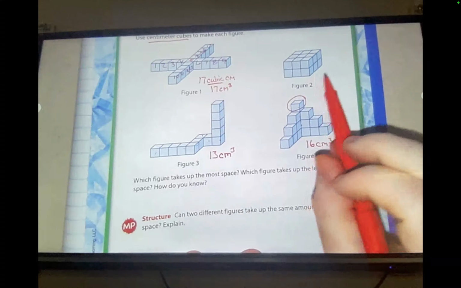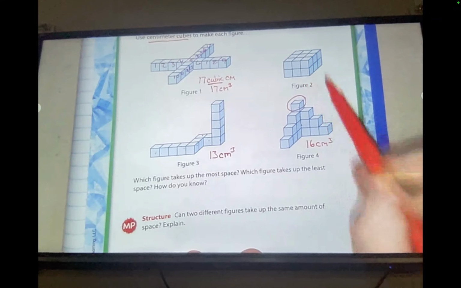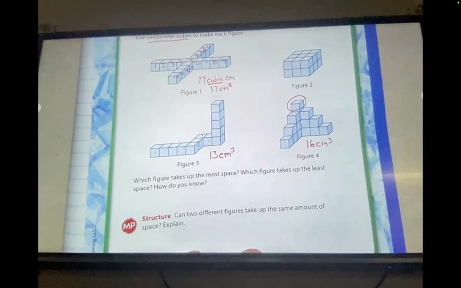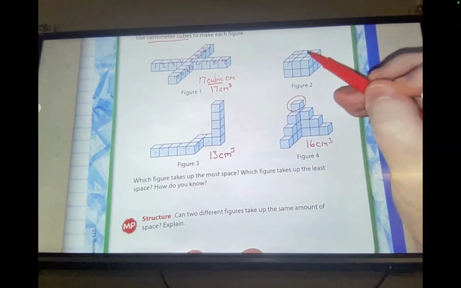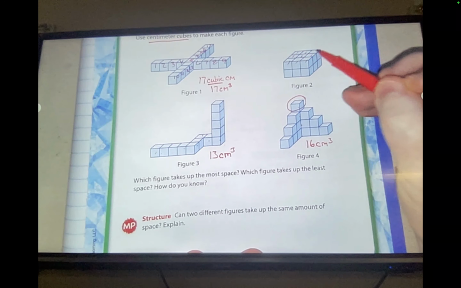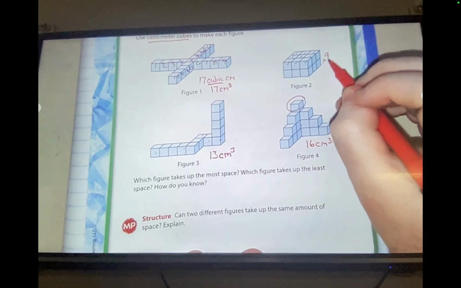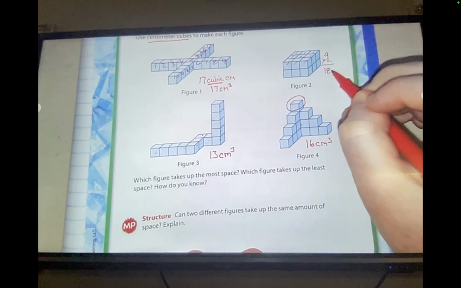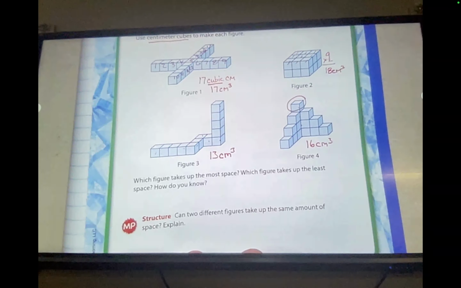It's the same thing on this one, right? So this one, there's some that we can't see because we can't move it on the paper. If it was a figure we could hold, then we could. But in this case, we need to make sure that we know how many. So I know that there's 1, 2, 3, 4, 5, 6, 7, 8, 9. But then there's a layer of 9 underneath it. So I can say 9 times 2 is 18 centimeters cubed. Okay?